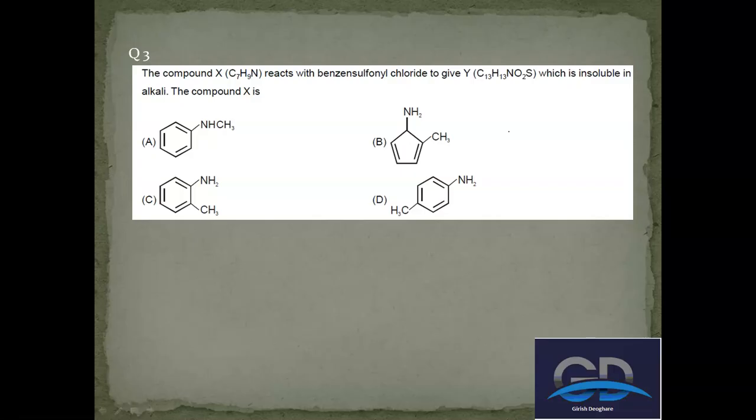Next, compound X, C7H9N, reacts with benzene sulfonyl chloride to give Y, which is insoluble in alkali. Now we know that this happens only for the case of a secondary amine. For the case of a primary amine, we do get an intermediate compound, but that still has an acidic hydrogen, so it does react with the alkali. That is for the primary amine. For a secondary amine, that is not going to happen. So we just have to identify a secondary amine over here. So the answer would correspond to A.